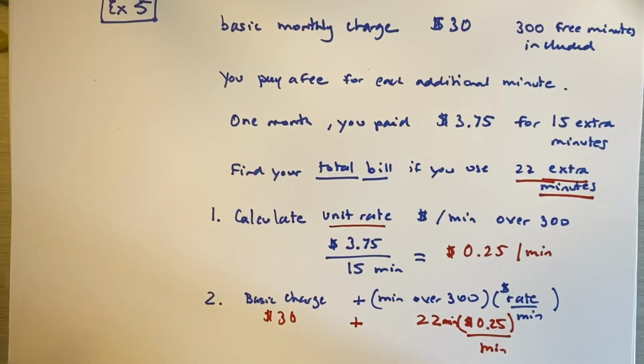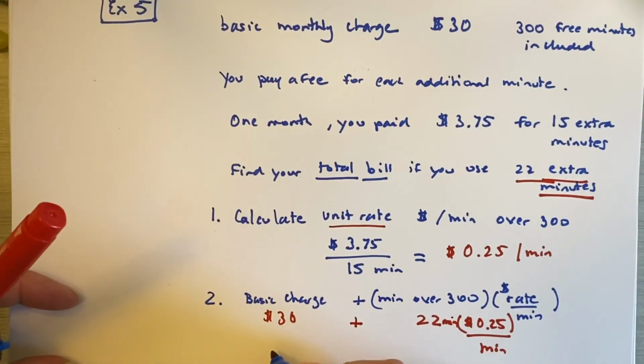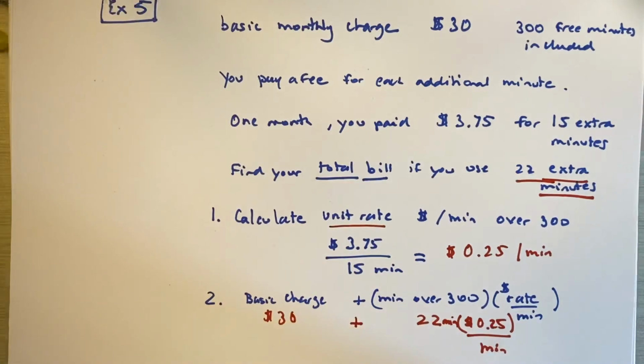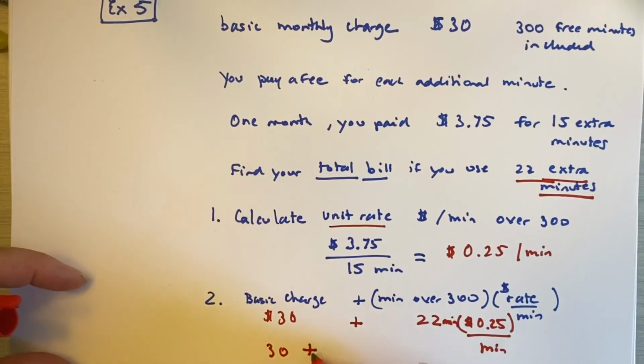And you can see that you're going to end up with $30 plus 22 times 25 cents. And you're going to end up with $30 plus $5.50 for a total of $35.50.